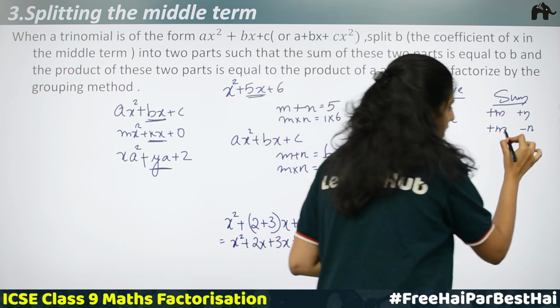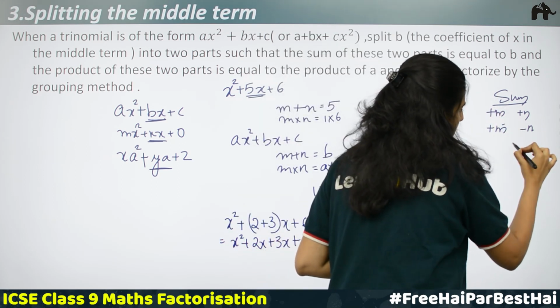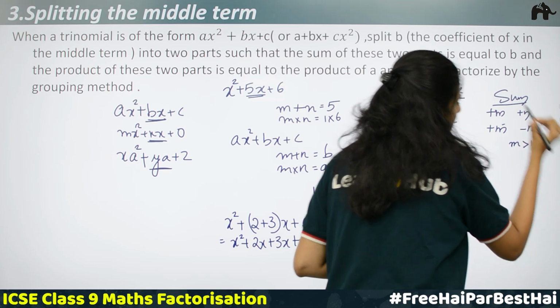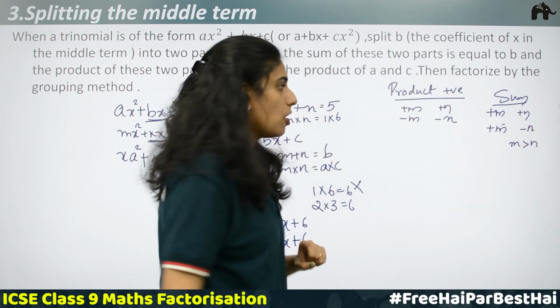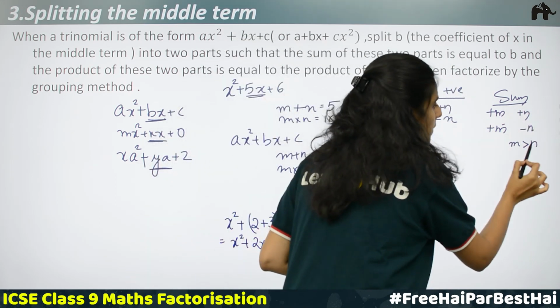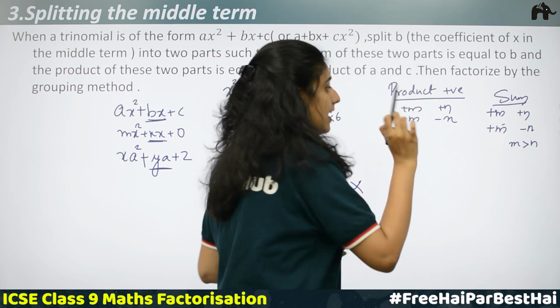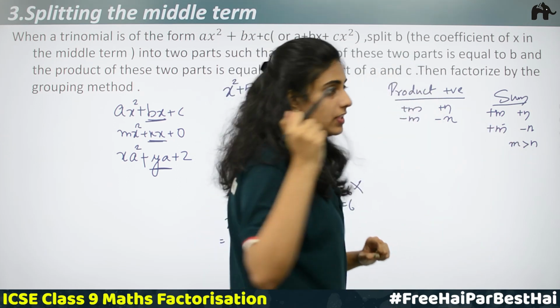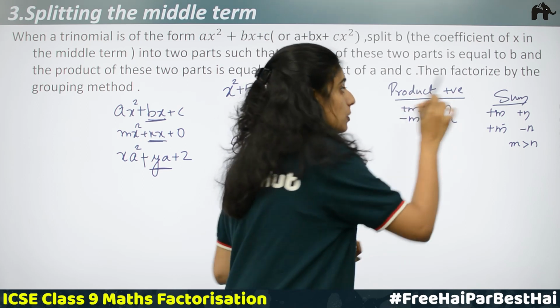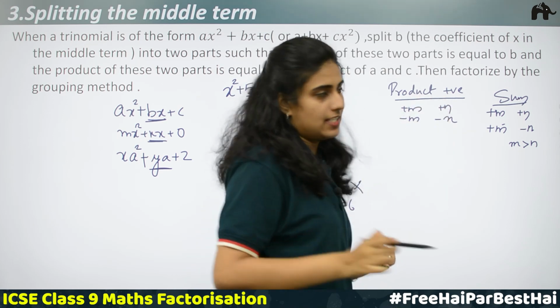Here, when you take just the magnitude of m and n, m should be greater than n. When you solve problems, you will understand m should be greater than n. Now if n is greater, in that case what you will be having? You will be having sum to be negative.